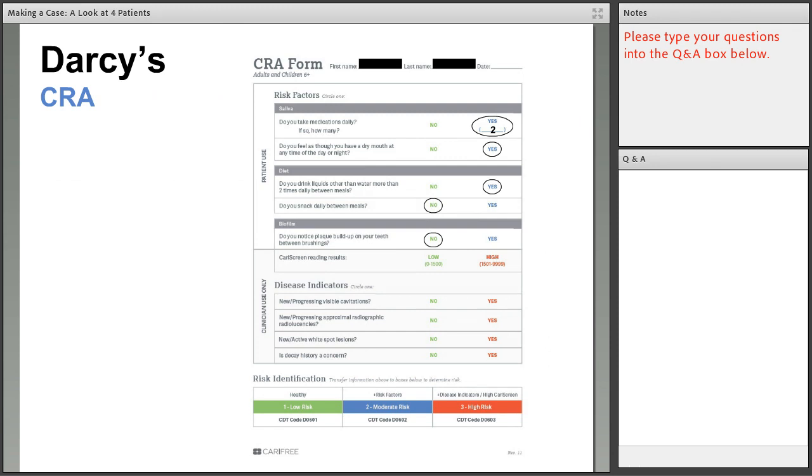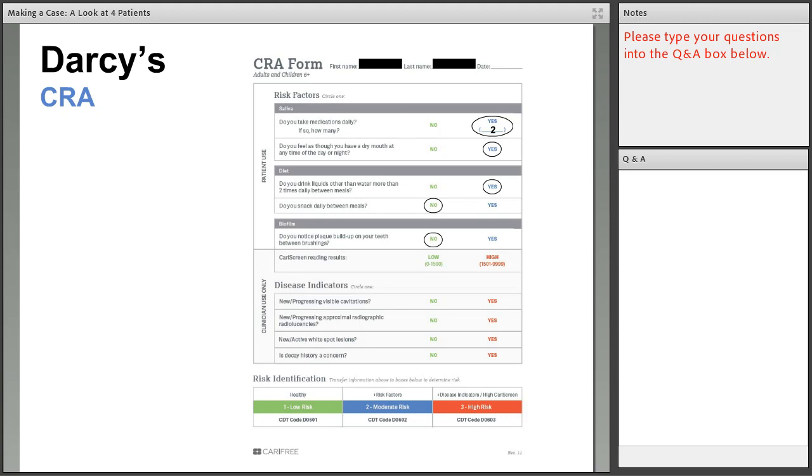So are you taking medications? Yes, and we knew that. She's taking atenolol and Lasix. Both of those are going to contribute to dry mouth. Do you feel you have a dry mouth anytime during the day or night? Yes. She said yes. She's telling you, I have a saliva problem. Number 2, diet. Does she drink something other than water more than 2 times daily between meals? So she's telling you she's got a dietary issue. She doesn't snack. We look at the biofilm. She doesn't really notice a plaque buildup on her teeth. So I want to know where your thought process is, where are you kind of headed for Darcy here?